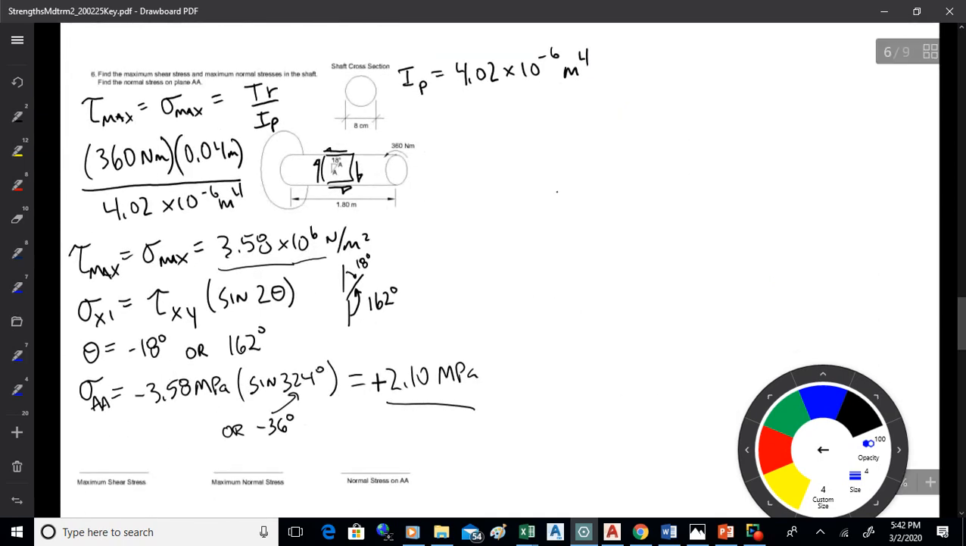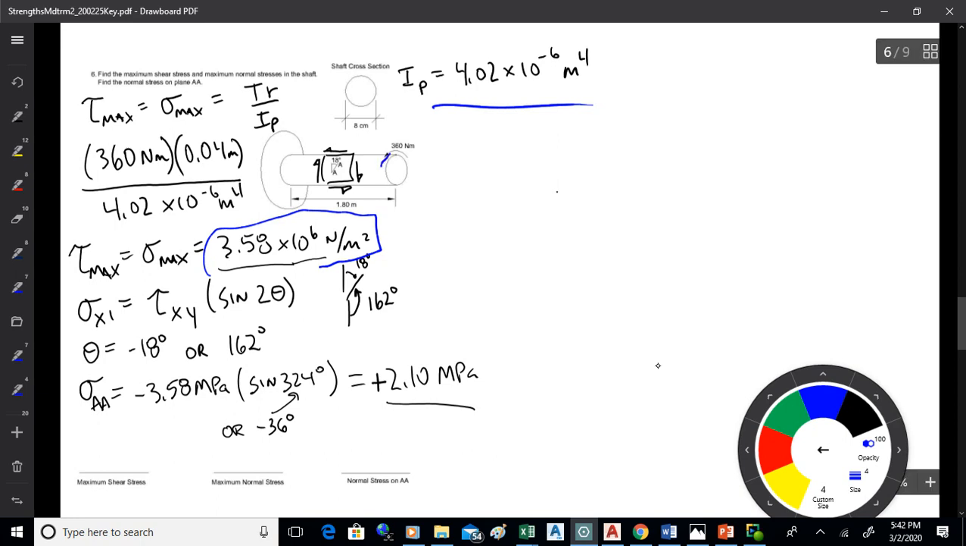Okay, the next one there, we've got the moment of inertia. You already calculated. It's 4.02 times 10 to the minus 6. You've got tau max and sigma max are TR over I. So you just plug those things in and you get 3.58 megapascals. Now, to find the normal stress on that line, you need the proper angle. You can either use negative 18 degrees or 162.